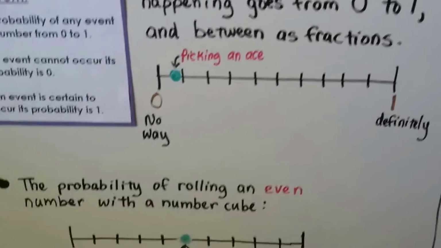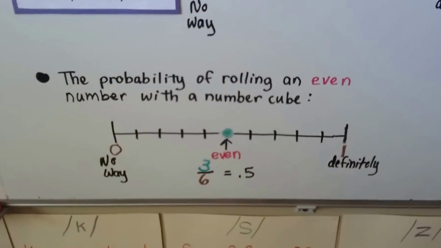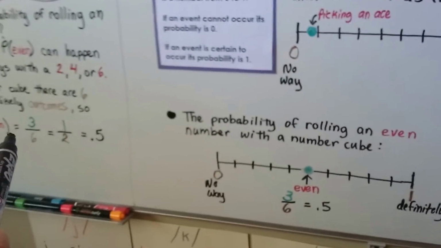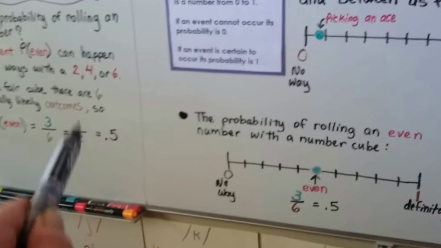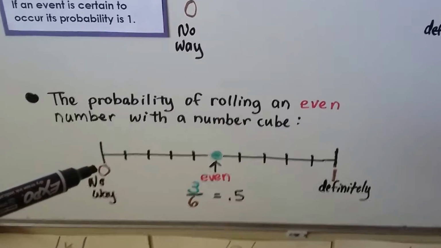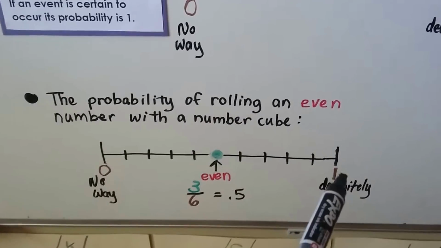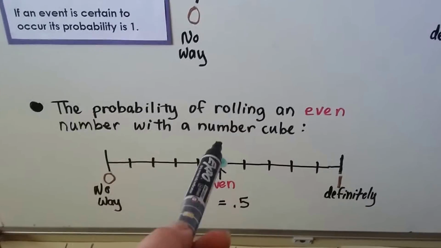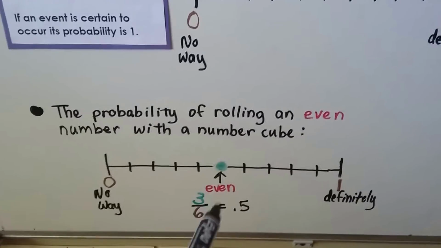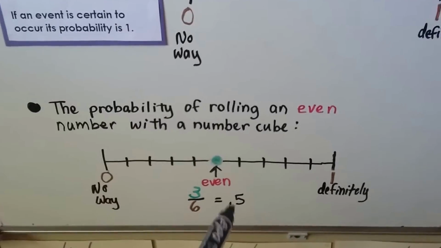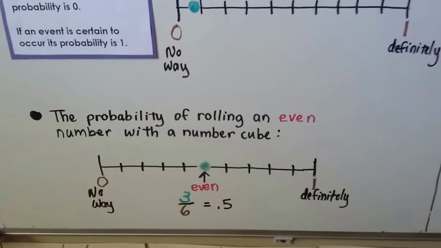And the probability of rolling an even number with a number cube, we saw that it was 1/2 or 0.5. That means if this is no way of it happening, and this is it definitely happening, we're right in the center here of rolling an even number on the die. See? It's 0.5. It's right in the middle.